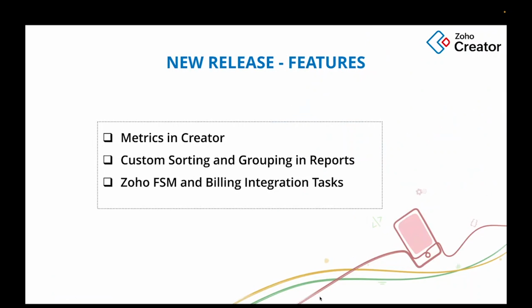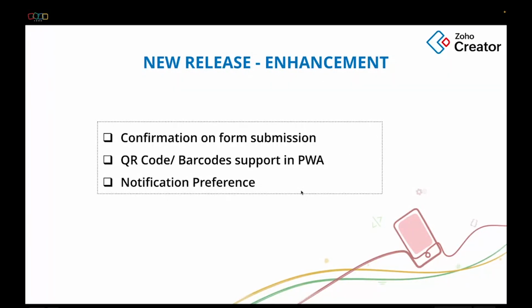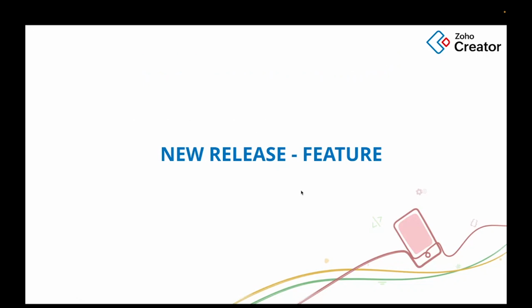So let us look into the new release features that will be covered in today's session. We'll be talking about metrics in Creator. Then we'll be looking into custom sorting and grouping in reports. Finally, we'll be looking into the integration task for Zoho FSM and Building. All these are the new release features. Then we have the new release enhancements, in which we'll be looking into the confirmation on form submission and then QR code and barcode support in PWA. Finally, there will be the notification preference. So these are all the topics that we are going to cover in today's session. Let's start our session with understanding the new release features.